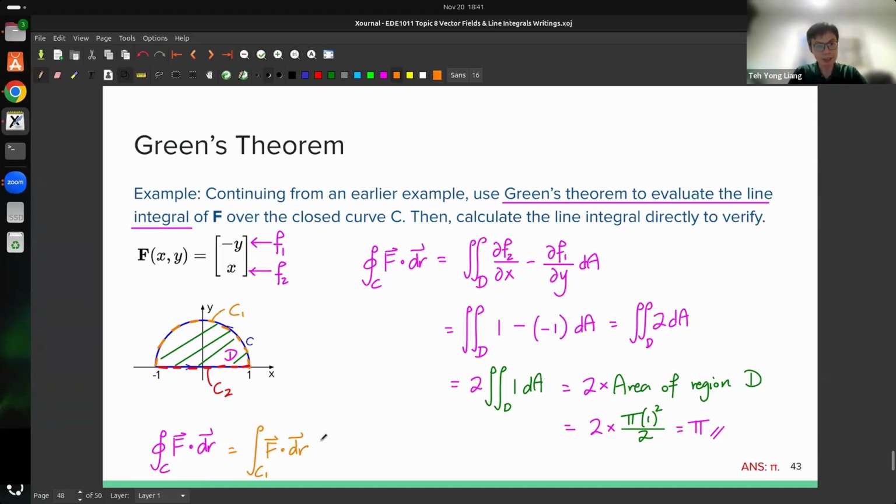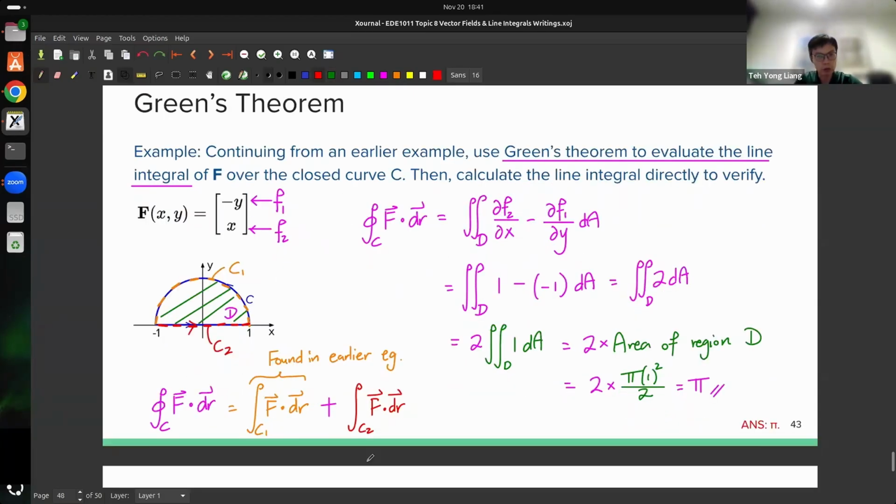Then plus the integral over C2, F dot dr as well. Is that all right? So this orange part, we found already, in the earlier example. So later we just get the value out. Then for C2, we must put the direction carefully. So the direction is like that.